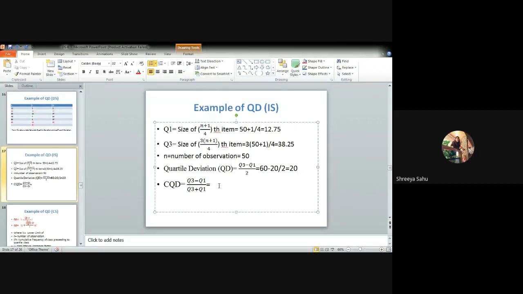Okay. If you calculate the coefficient of quartile deviation in this case, the first one is 40, the second one is 80. 0.5, sir. 0.5 is the answer, sir. Okay.